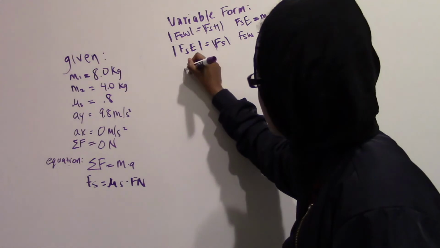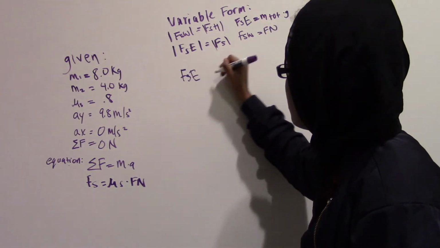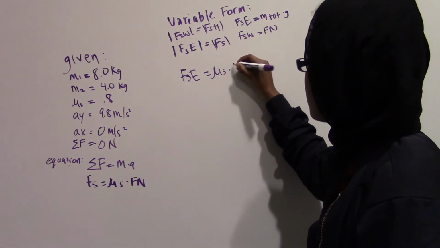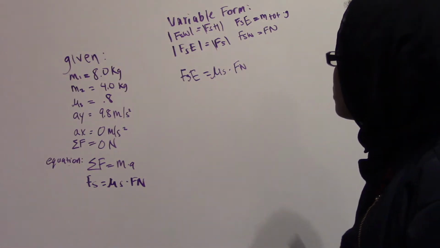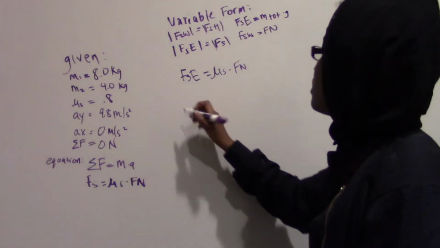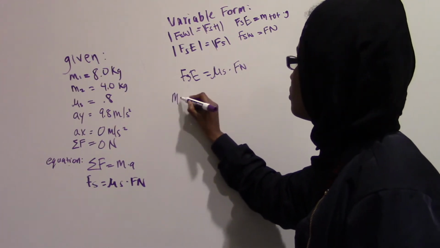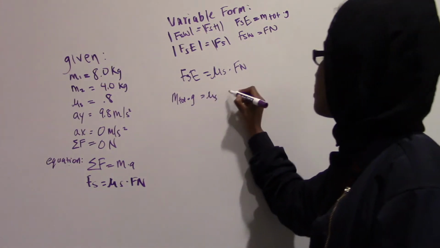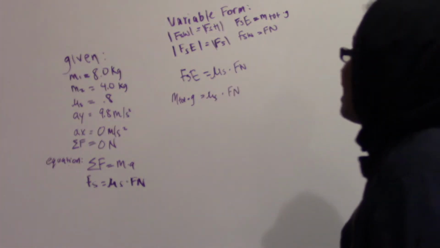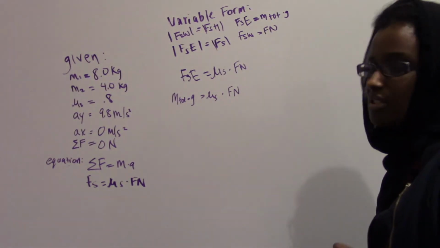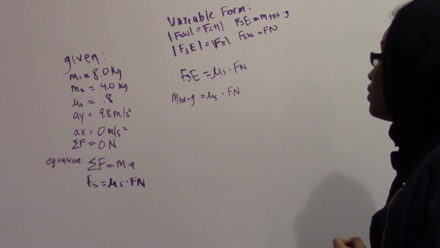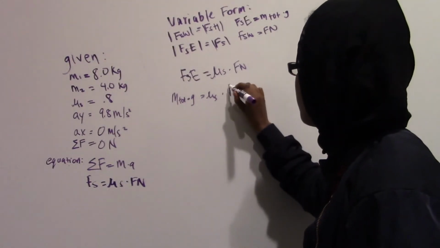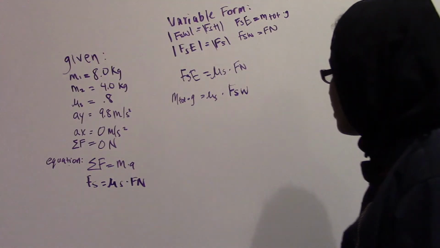So let's do that. So let this be like FSE is equal to mu S times Fn, right? So what is FSE, right? We have a term for it. So we're going to say M total times G is equal to mu S times Fn, right? And now, up here, right, we set Fn equal to F sub W. So the force on the system by the wall is our normal force. So I'm just gonna go here, I'm gonna erase that, right, and write F sub W, okay?